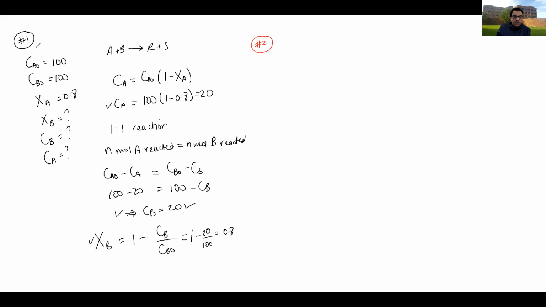Okay, so number 2, it's the same as number 1. So let's just rewrite it again, doesn't matter. A plus B goes to R plus S. We're given CA0 is 100, CB0 is 200, XA is 0.8, XB is what, CB is what, and CA is what.